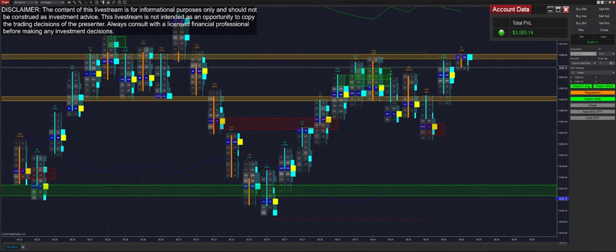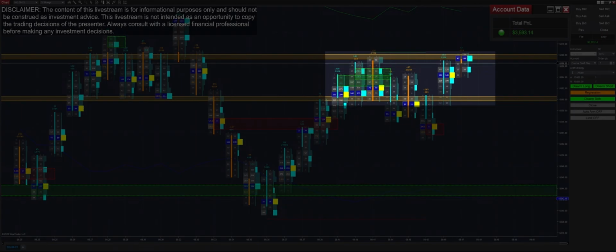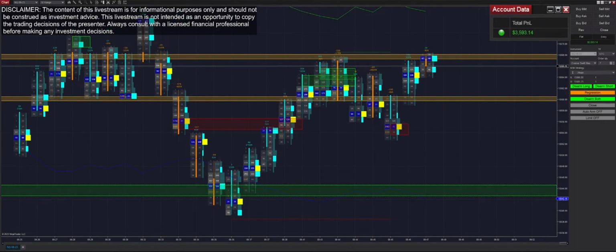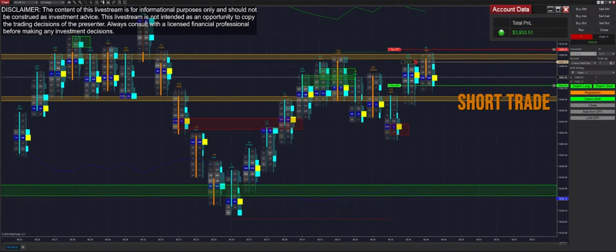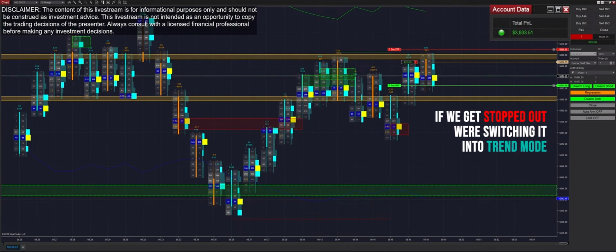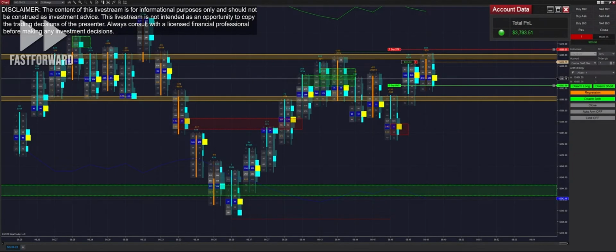Just a lot of waiting here. Let's see if there's any action. Didn't break through that line there that we had previously marked as of yet. Put into a short trade here. Of course, if we got stopped out, we switch into trend mode because it's outside of the zone.